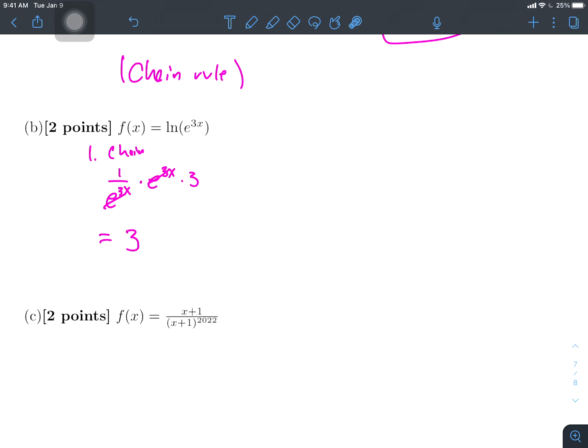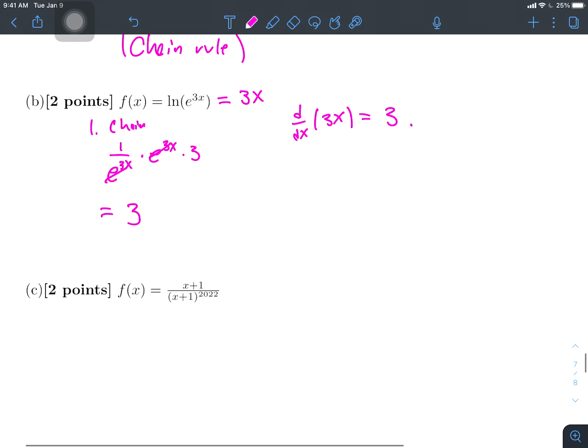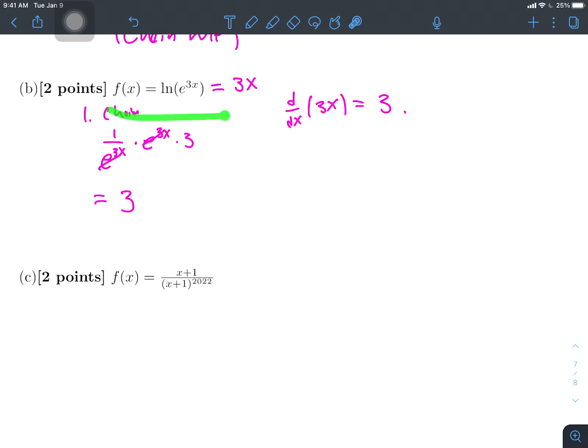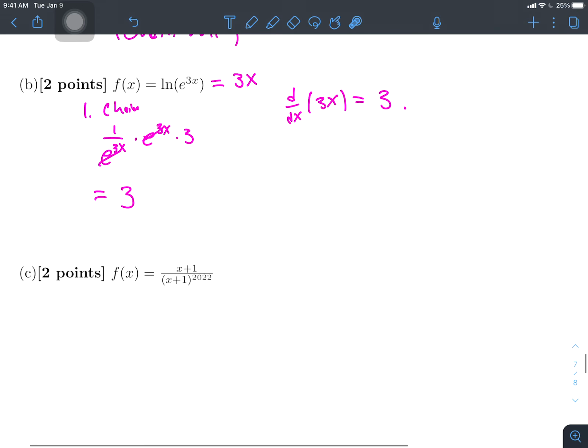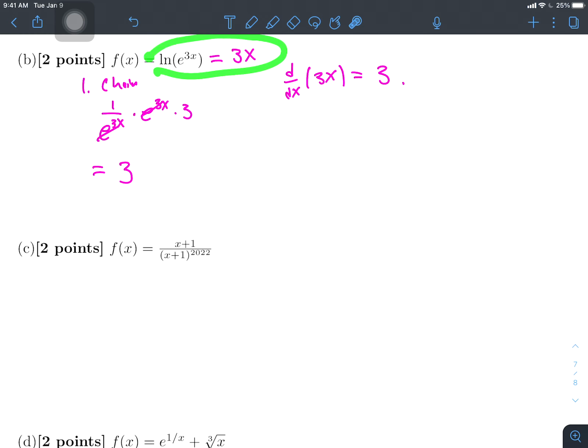The other way to do it, which is smarter, is to recognize that ln and e are inverses. So if I do ln of e to the 3x, this is the same as just 3x. So if I want to do the derivative of 3x, well, it's just going to be the slope, which is 3. So two ways of doing this one. So don't forget that anytime you have a function like this, you can always try to manipulate the function before you take the derivative, as long as you don't change what it really means, which doing this is just rewriting the same function in a different way.